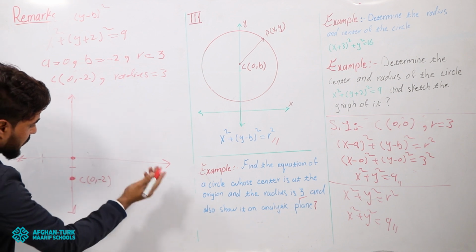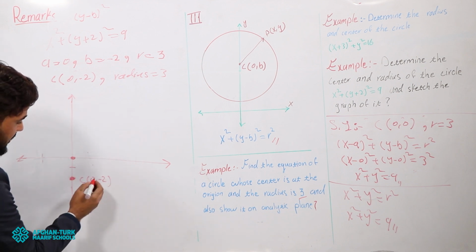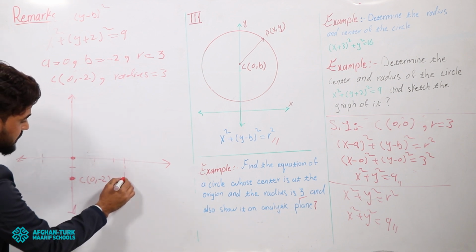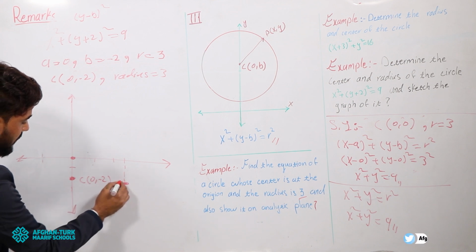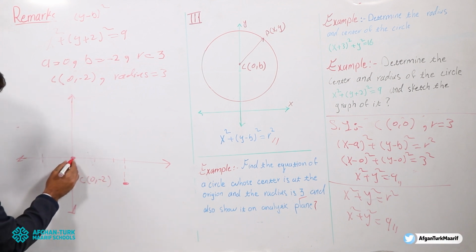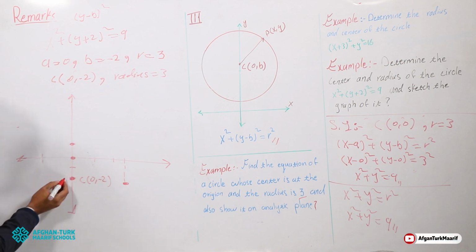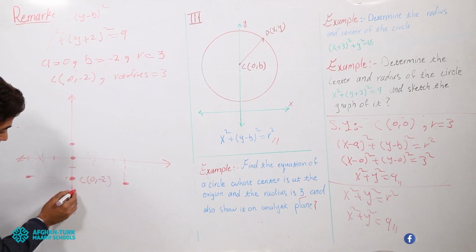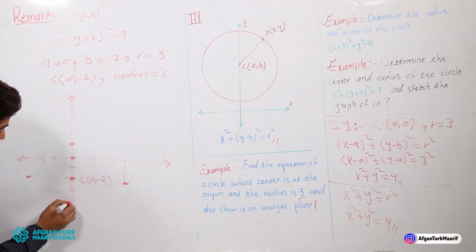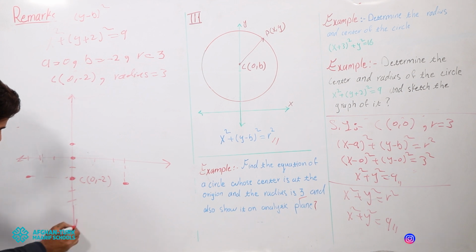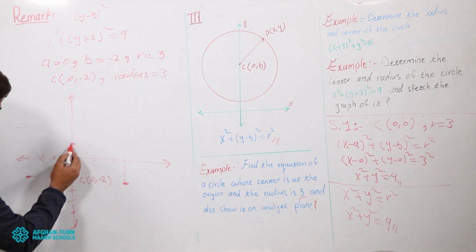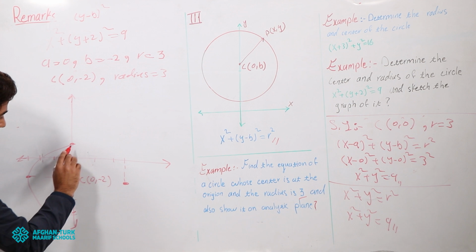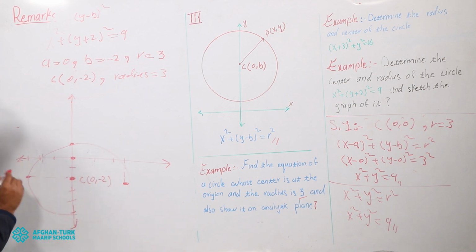So I'm going to go 3 units to the right: 1, 2, 3. 3 up: 1, 2, 3. And 3 units to the left. This one is the point. And 3 units down: minus 3, minus 4, and minus 5. So now I'm going to connect these points. This is the circle which the question asked us.